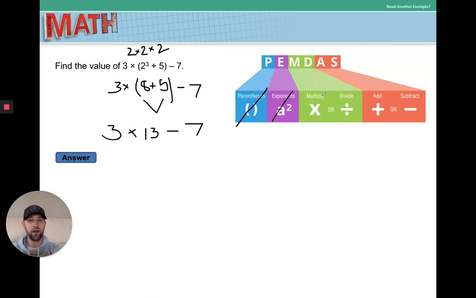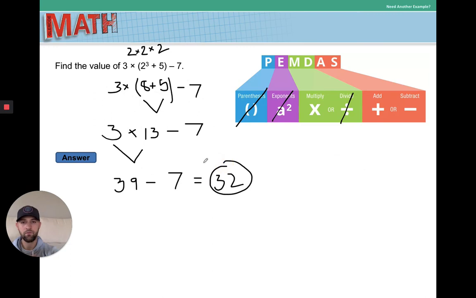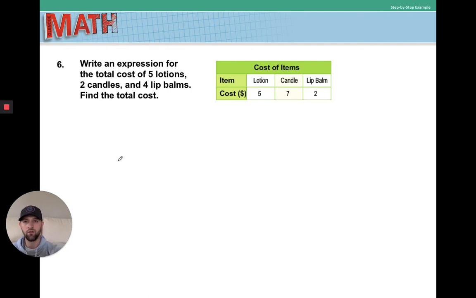Exponents, we took care of that. Do I have any multiplication or division? Yes, I do have multiplication. I don't have division. So let's take care of my multiplication first. 3 times 13 should get 39. And then just bring down what we haven't used yet. I haven't used my minus 7. 39 minus 7 is 32. Is that our answer? Yes, it is. As you can see, it's all up in our work, but we got it taken care of.